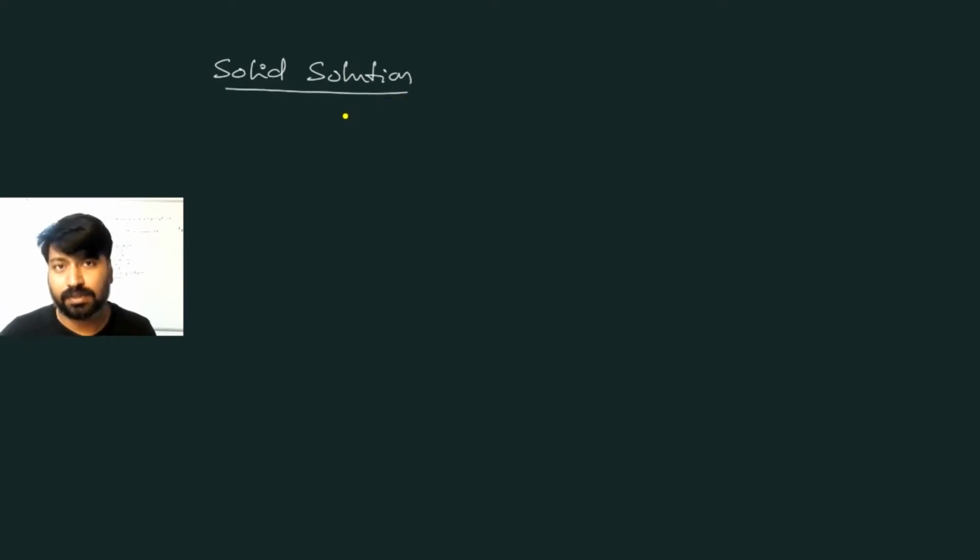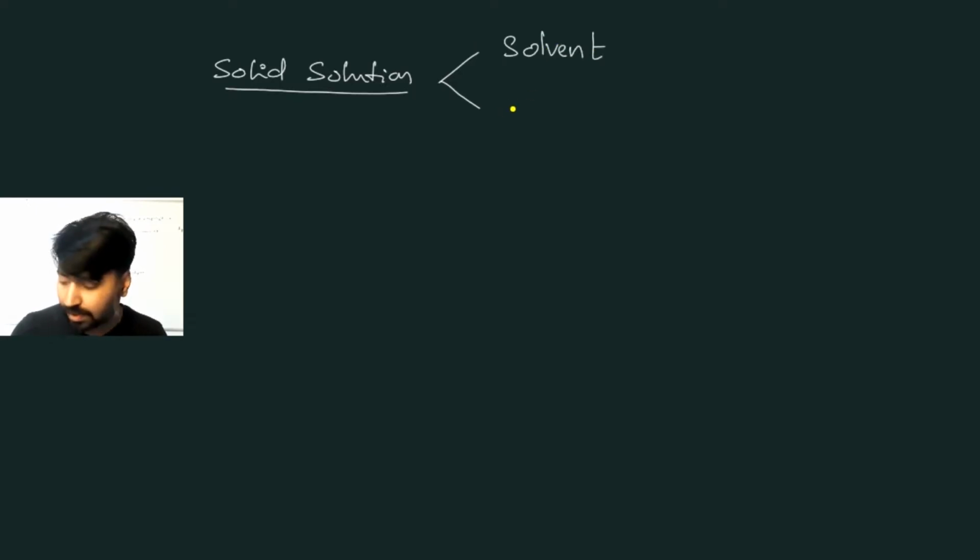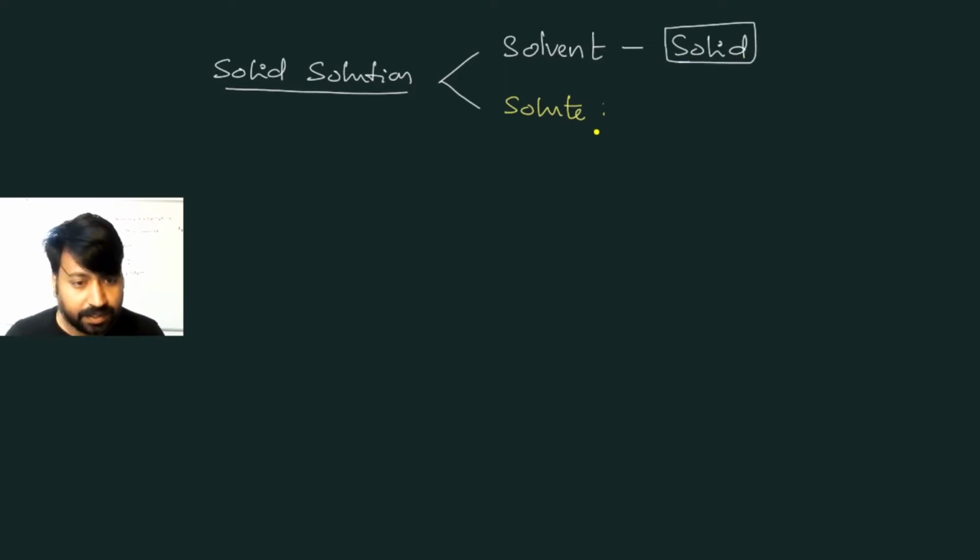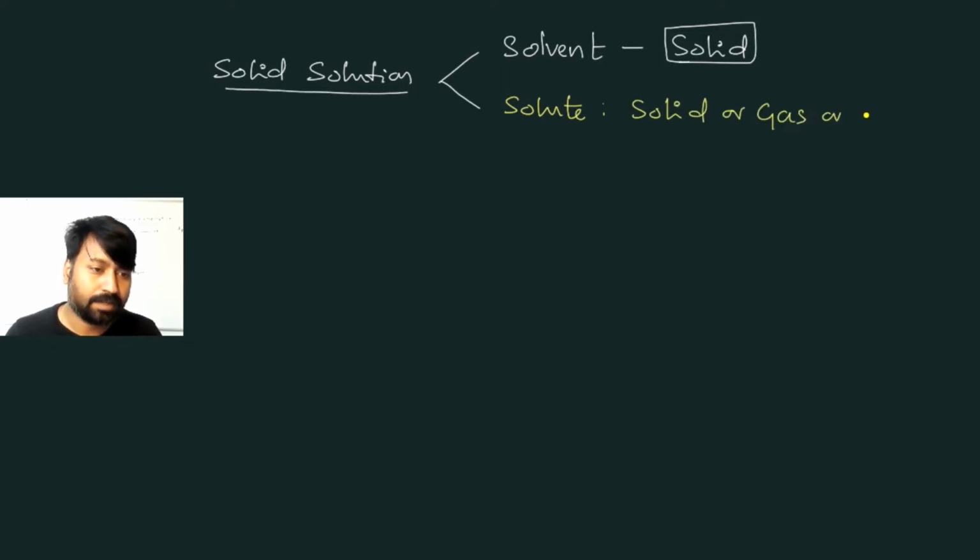As I mentioned, solutions are classified into three categories: liquid solution, solid solution, and gaseous solution, depending upon the nature of the solvent. In the solid solution, there are again two components. One is the solvent, and the other one is the solute. In the solid solution, the solvent is always solid. But the solute may be solid, or gas, or liquid. The important thing is that the solvent should be solid.